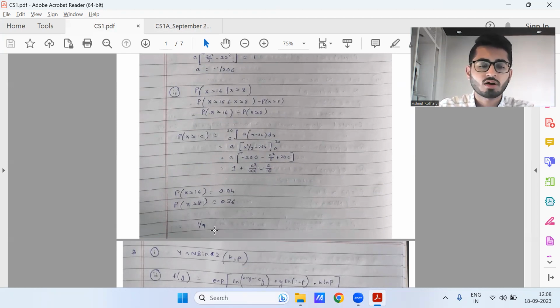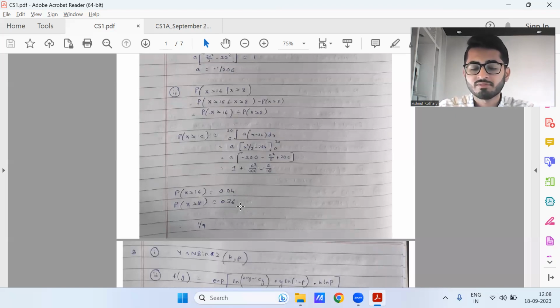A couple of you I saw making errors wherein, let's say, you incorrectly computed A due to some calculation mistake, or over here, like in one of the scripts I was going through, instead of finding x greater than 16 or 8, they found x less than 8, x less than 16. So they got something like 0.96 divided by 0.64, and then they just took the reverse of it because probability cannot be more than 1.